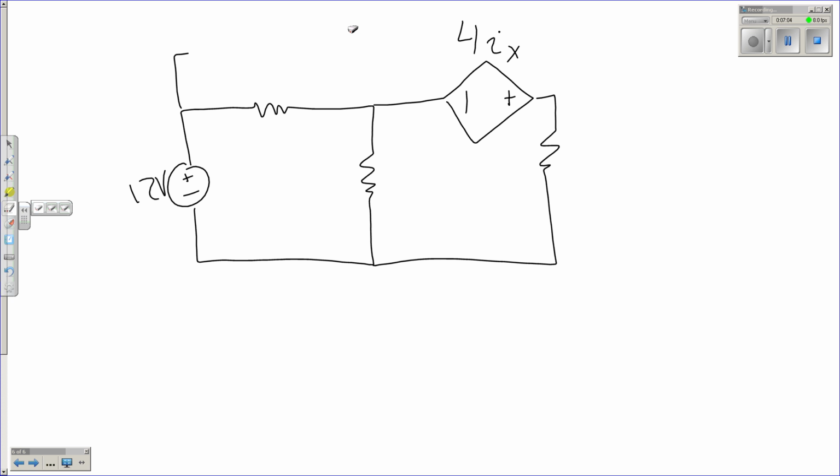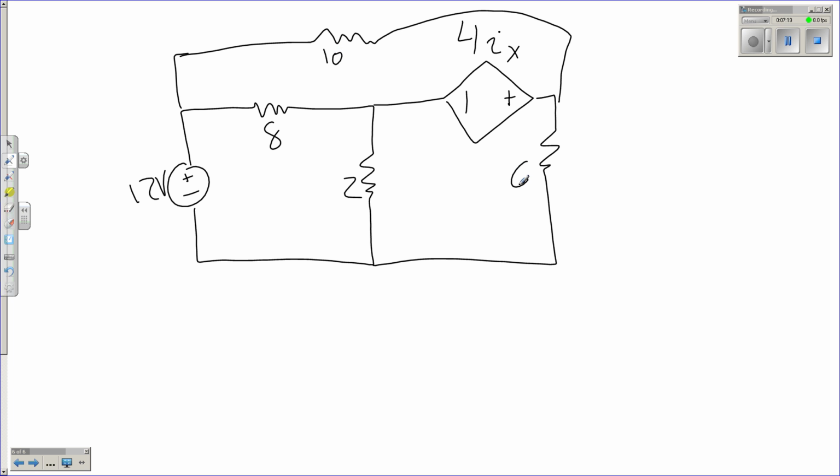A resistor up there. Over our label and down. So in this case we have 8, here we have 2, here we have 10, and we put in our 6 ohm resistor back. Now where's Ix? So we'll just put it back here on the 2 ohm resistor. So that is Ix.